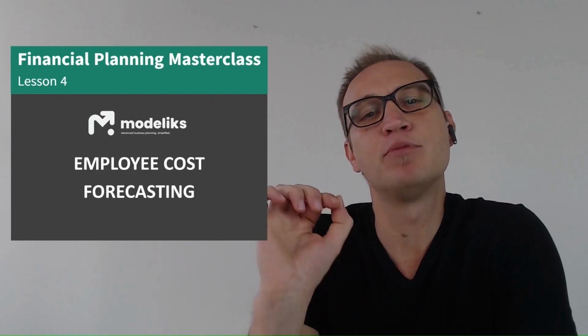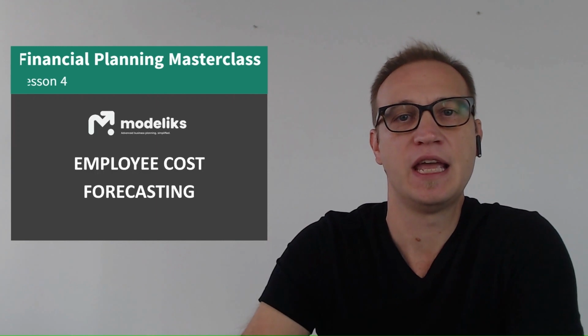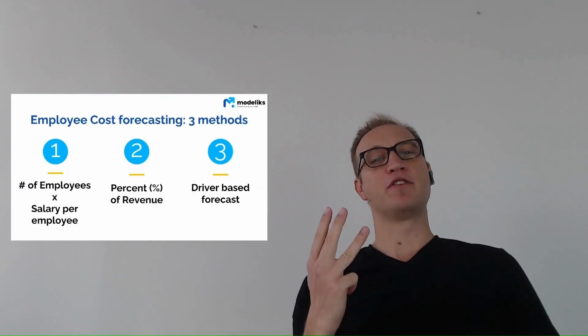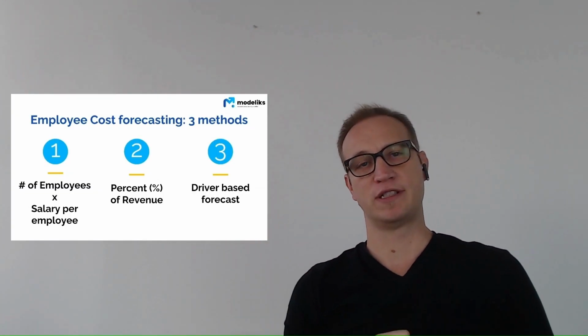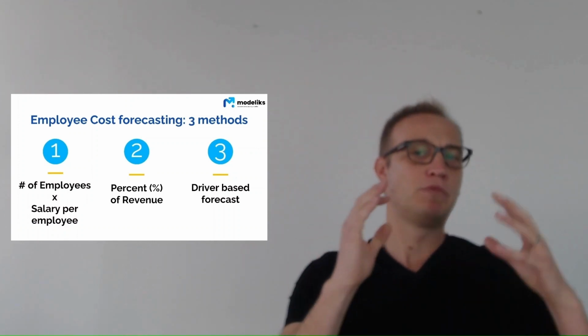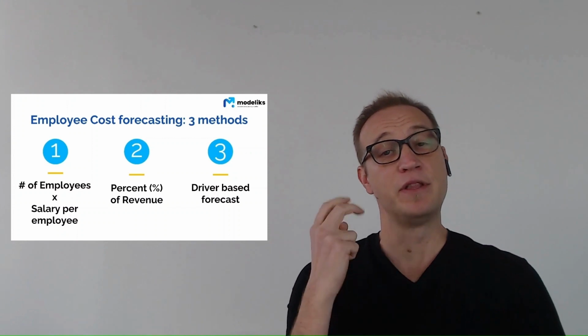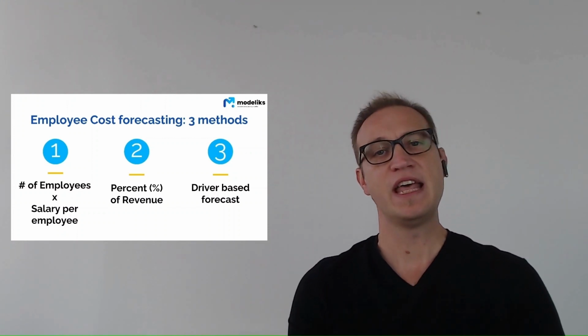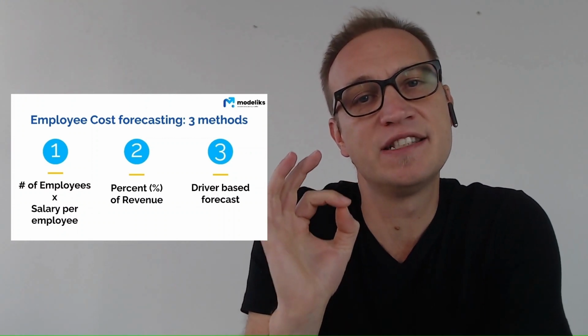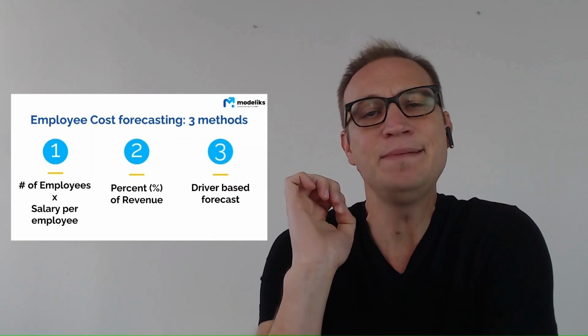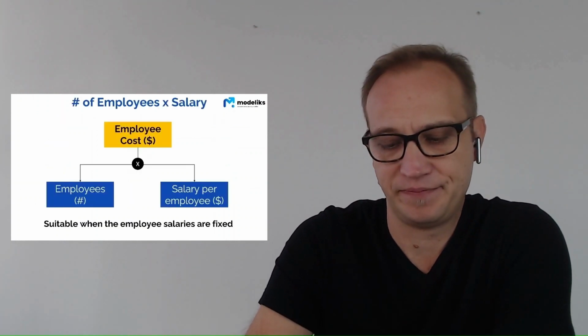Today, we talk about employee cost forecasting. There are 3 primary methods for estimating your employee costs. Method number 1 is number of employees multiplied by their average salary. Method number 2 is percent of revenue. And method number 3 is a driver-based forecast. Now, let's deep dive into each one of these separately.